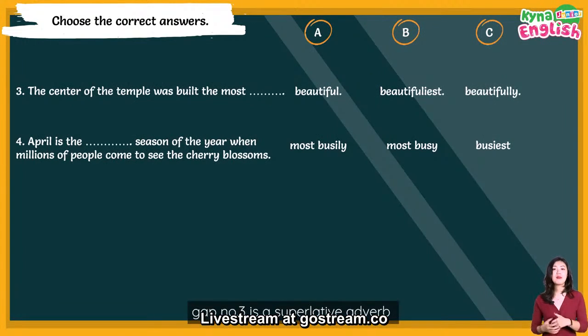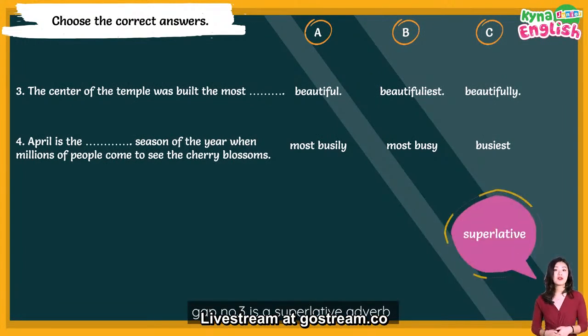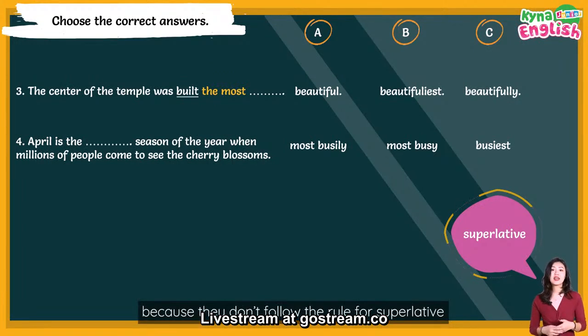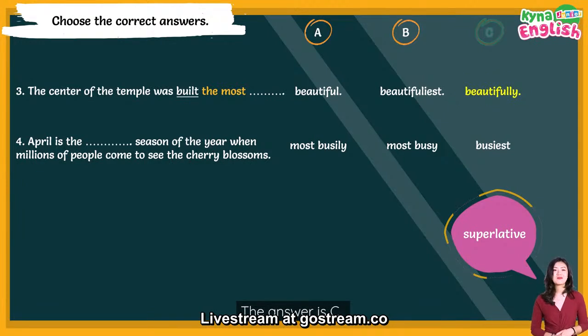First, gap number 3 is a superlative adverb due to the word most used in the sentence and its position after the verb build. A and B are not correct because they don't follow the rule for superlative for regular adverbs. The answer is C.